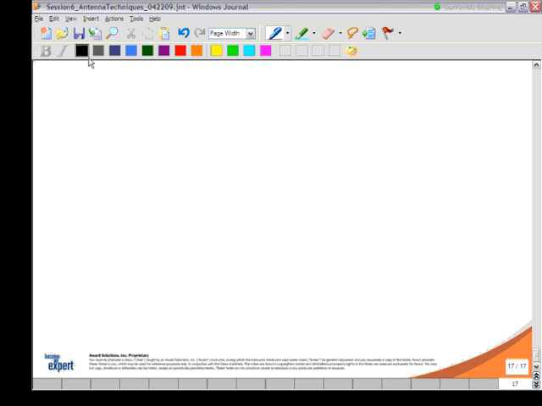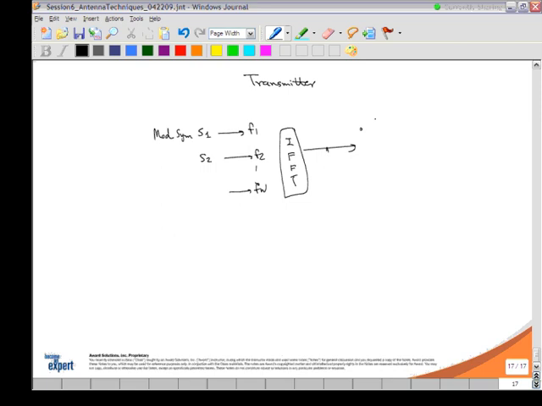Okay, so what I was saying is, here is our transmitter. Modulation symbol S1 will be on F1, symbol 2 on F2, etc. And then we do IFFT, and the IFFT will generate some samples.